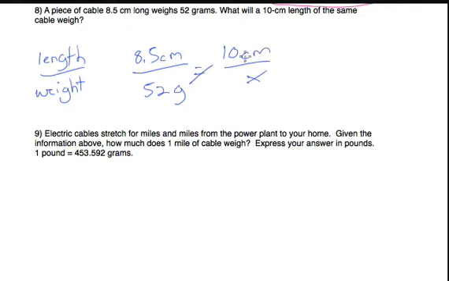There we go. 10 times 52 is 520. 520 divided by 8.5. Ugh. Really? 61.1, we'll round it up, 18 grams. So X equals 61.18 grams.